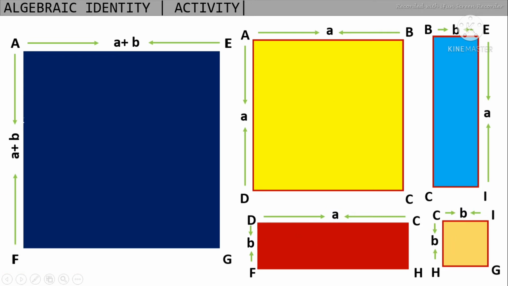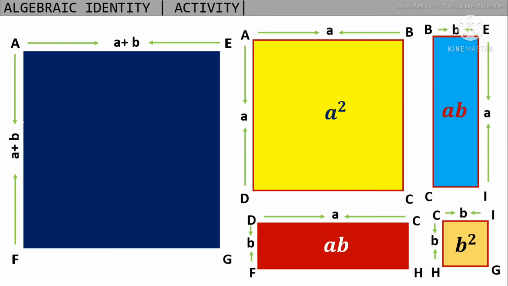Now let us find the area of each figure. To start with, the square ABCD. We know the area of a square is side into side, so a into a, we get a squared. Next, the area of the rectangle BEIC, length is a and breadth is b, so length into breadth we get ab. Similarly, the other rectangle is also a into b. And the last figure is a square with each side b cm, so we get b squared. So we have got the areas of the figures which we have cut out.